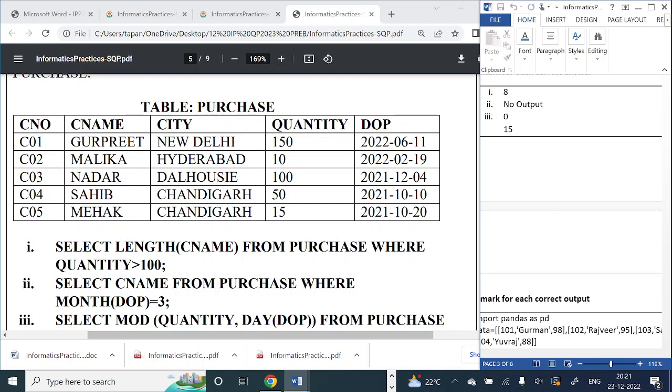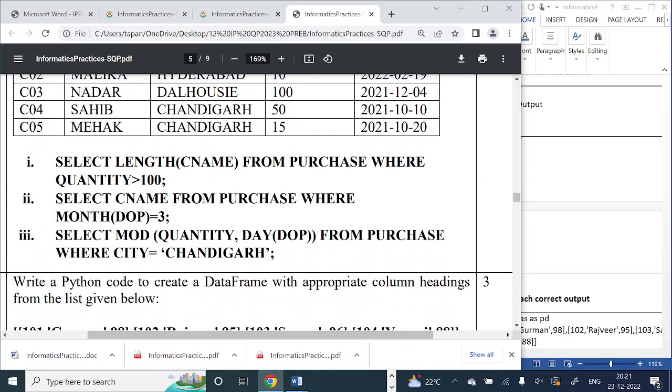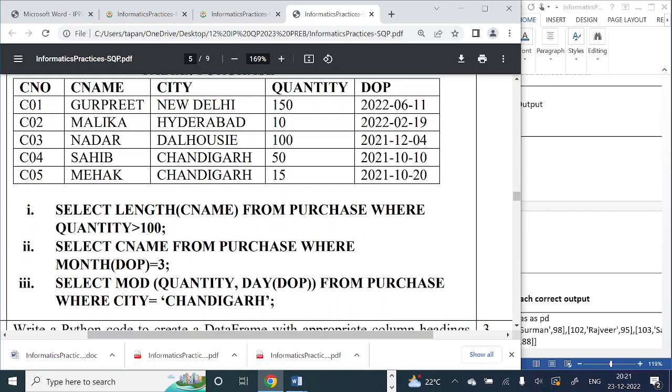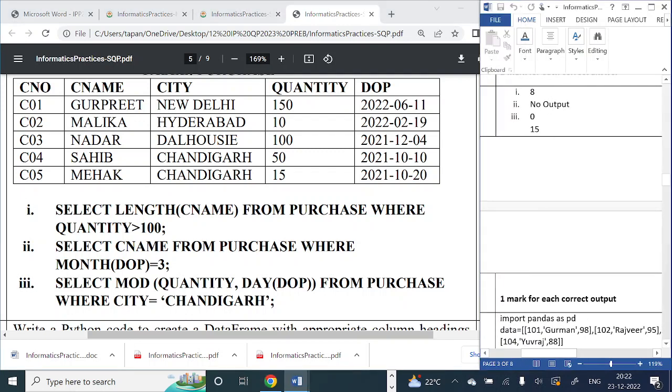The third one will be select mod quantity and day of DOP from purchase where city equals to Chandigarh. So let us find Chandigarh, last two, in which quantity will be, first one will be 50 and day will be DOP's date will be 10, and when you divide it 50 10 mod will be 0, and the second one 15 and 20 mod will be 15. So here 0 and 15. Third one will be 0 and 15.